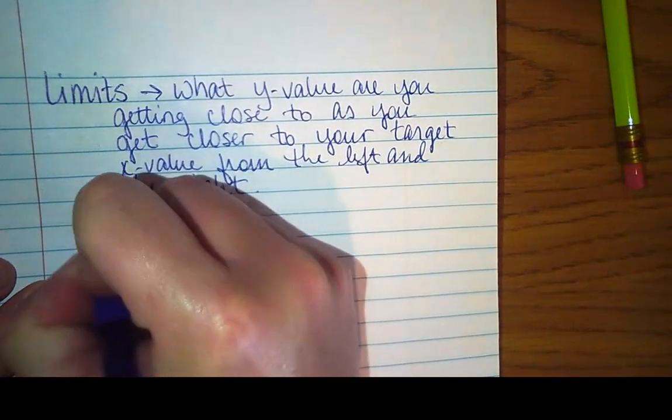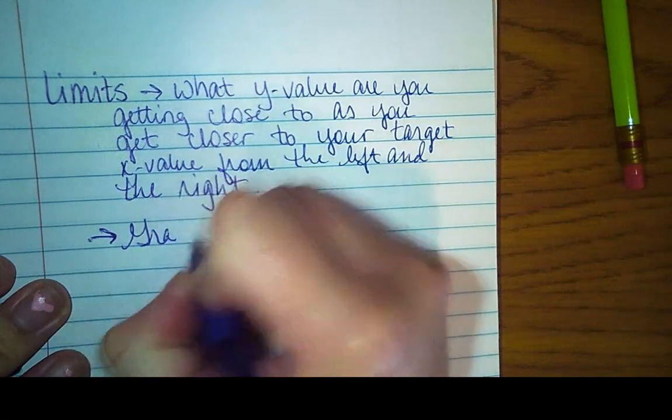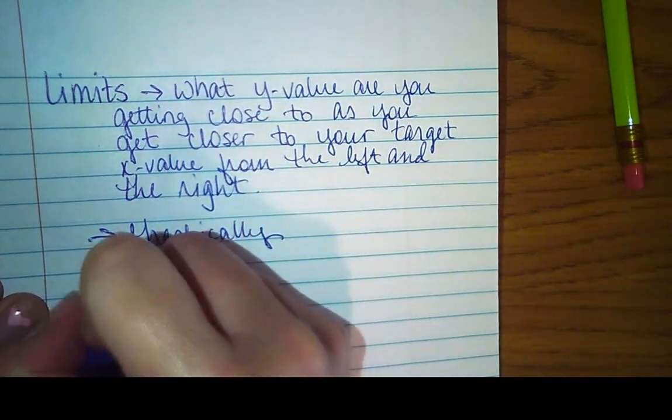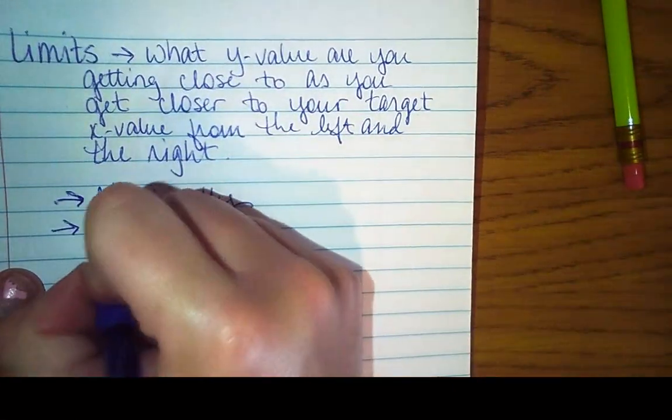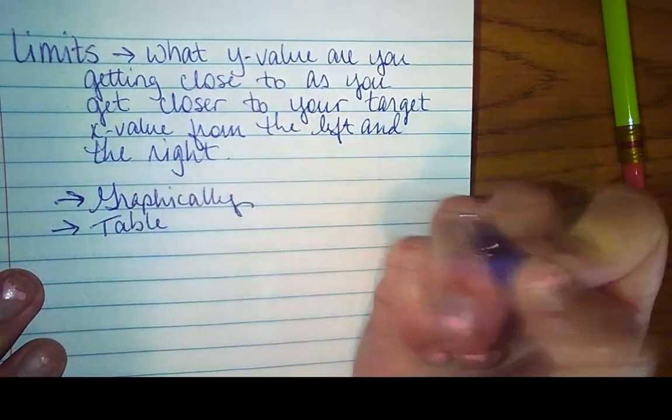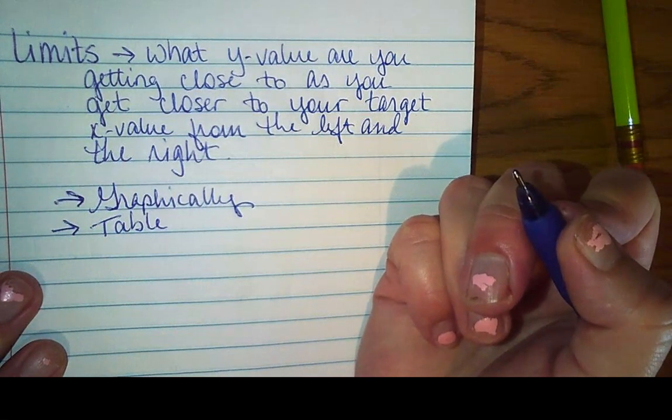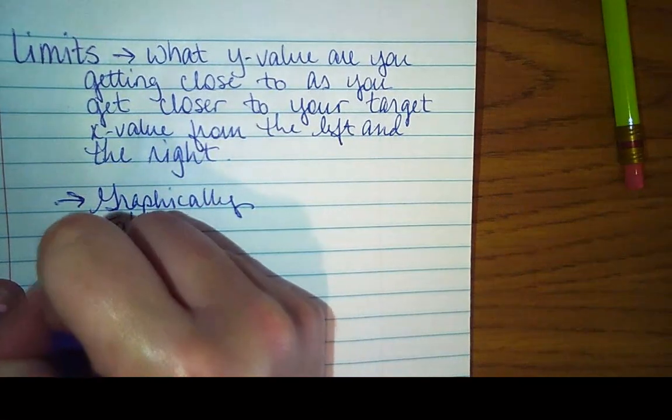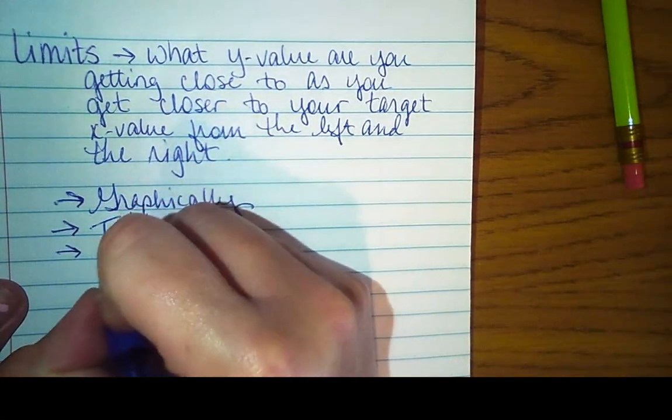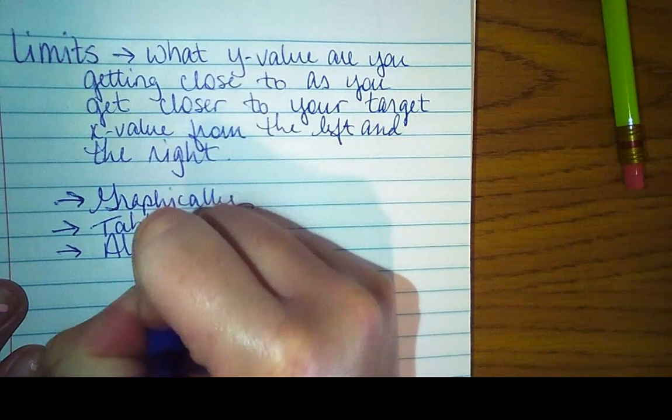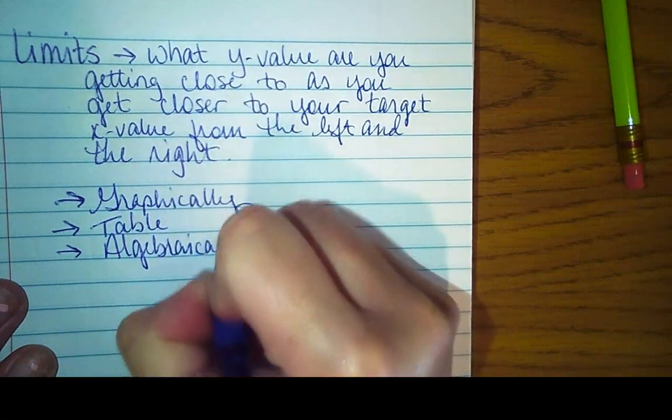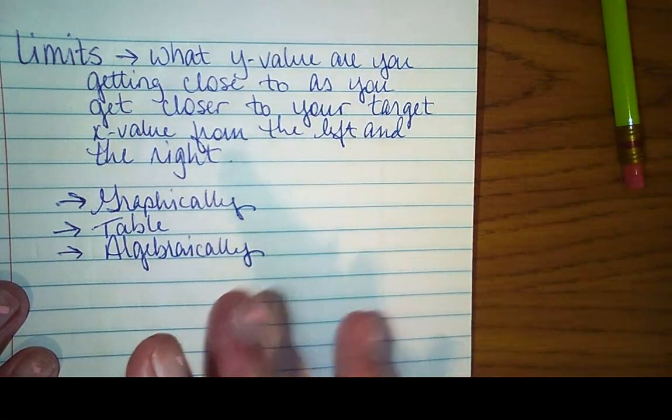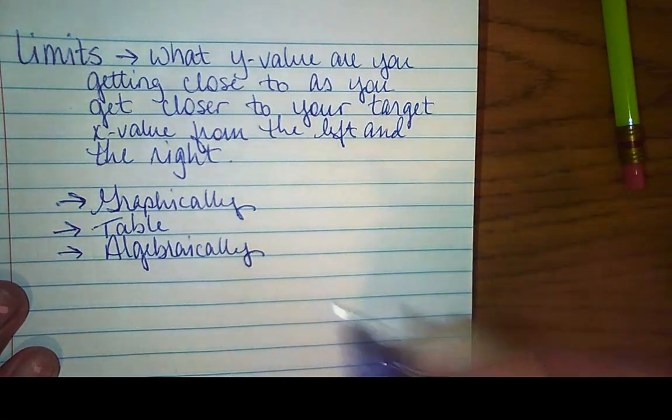So we're going to do this a few different ways. We're going to do this graphically, meaning I'm going to use a picture. Okay, we're going to do this with a table, and again, that's where the table feature of your calculator is going to come in real handy. Or we're going to use direct substitution, which is going to be algebraically. Any one of these will work. It just depends on your context. How is it set up?